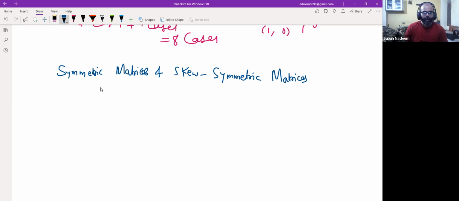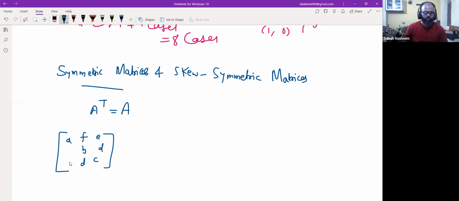So a symmetric matrix is a matrix which, if you take its transpose, is equal to the matrix. And if you see its nature, it is something like this: this is A, B, C, D, E, F. So here also D, E, F like this. So it will be symmetrical, this portion and this portion would be symmetrical about the diagonal.